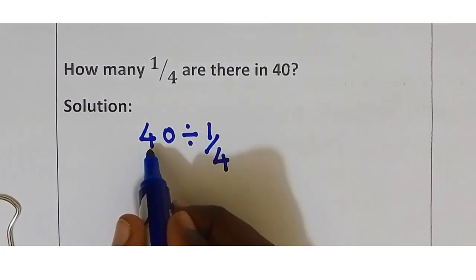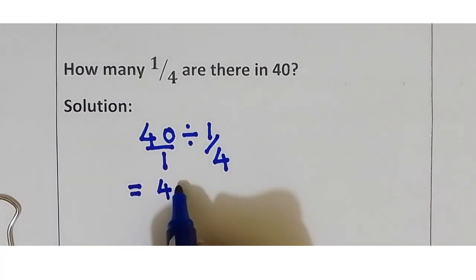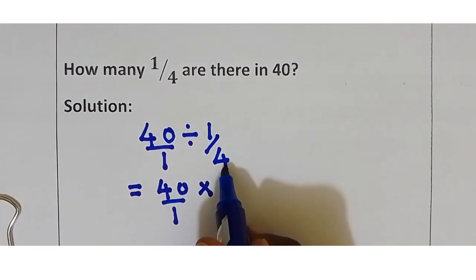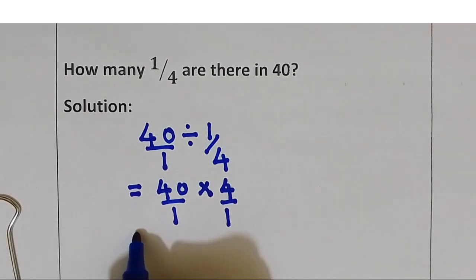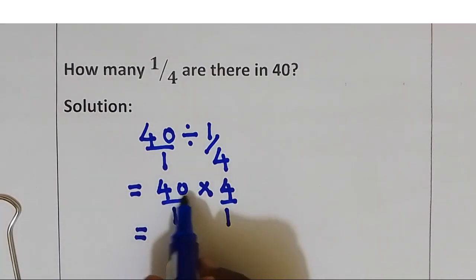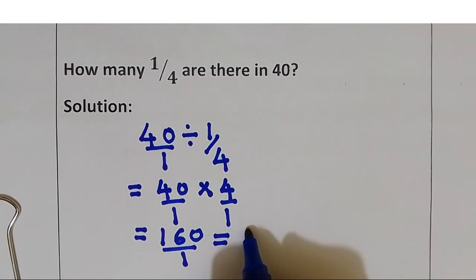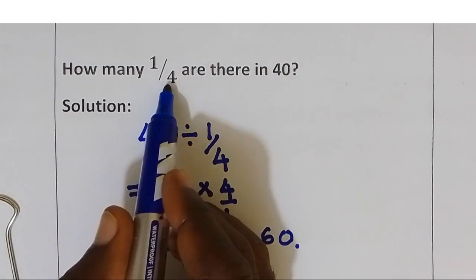We are going to put 40 as a fraction, so we'll put it over 1. This is equal to 40/1. We are going to keep it. Multiply by, we reciprocate 1/4. That is going to be 4/1. This is equal to 40 multiplied by 4. We get 160. 1 multiplied by 1, we get over 1, which gives 160. So there are 160 quarters in 40.